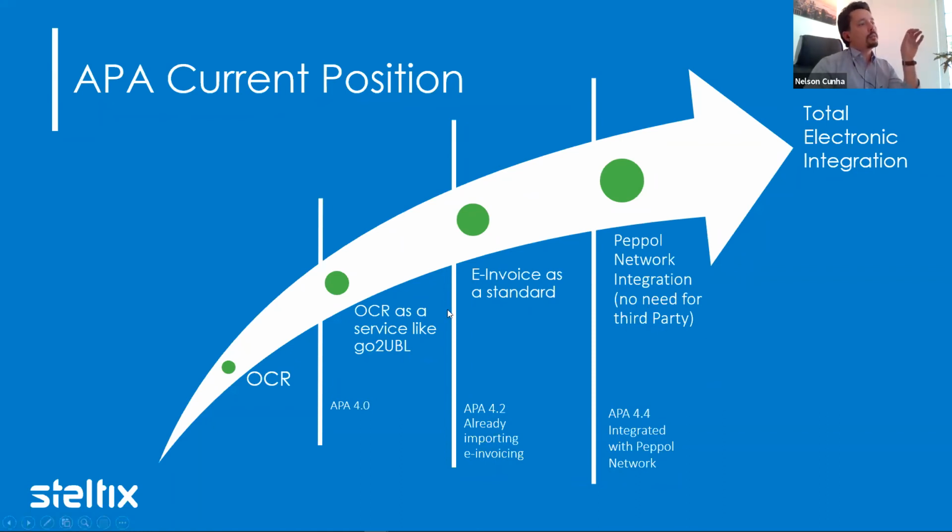I think the biggest statement of the 4.2 is that it can separate us from any third-party OCR. OCR as a service is still a reliable option because not all suppliers send e-invoices. So today we are in between these two steps. But the more suppliers adopt e-invoicing, the less you have any third party at all. So it's easier.